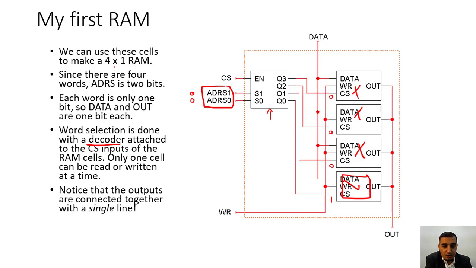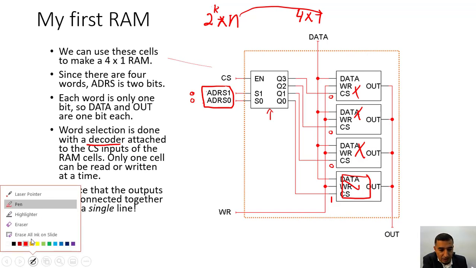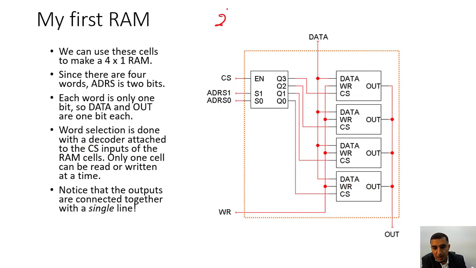So we can use these cells to make a 4x1 RAM. Now this is a 4x1 RAM. Remember, it is 2 to the power k by n. Now n will equal 1 and k is equal to 2. The address bus is equal to 2. Now what does n equal to 1 mean? It is 2 to the power k by n, which is 4x1. When n is equal to 1, this means we have only 1 bit stored.